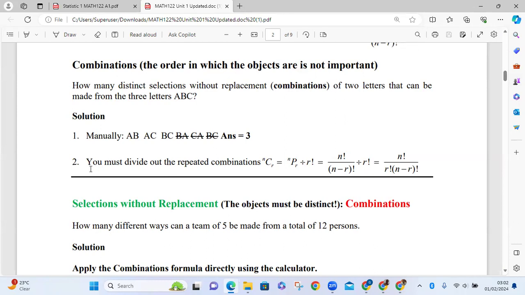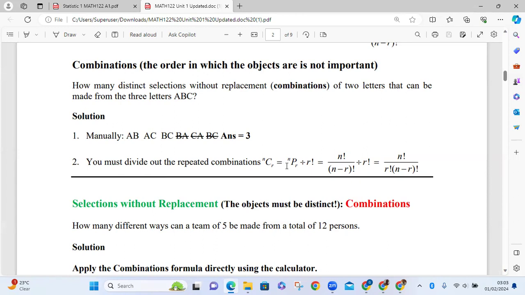So the calculation says that since the combination, the permutation, has been repeated, you must divide out the repeated combinations. So that's nPr divided by r factorial, and that's where the formula for combinations arose. It's n factorial over (n minus r) factorial, divided by r factorial, and that's n factorial divided by r factorial times (n minus r) factorial.